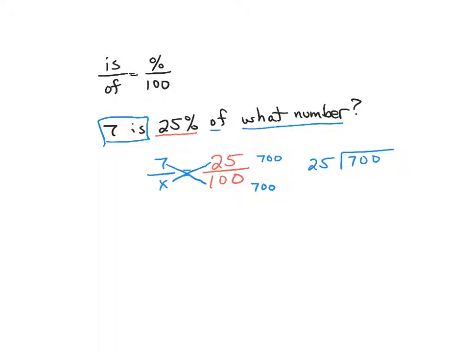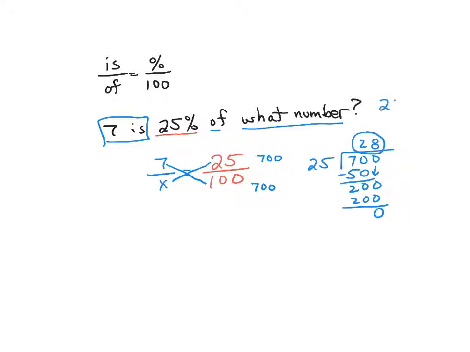And I'm just going to go through and do that division. 25 goes into 70 2 times. 25 times 2 is 50. I subtract, I get 20, and I bring down my 0. 25 goes into 200 8 times. 25 times 8 is 200. I get 0. So the answer to this question is 28.